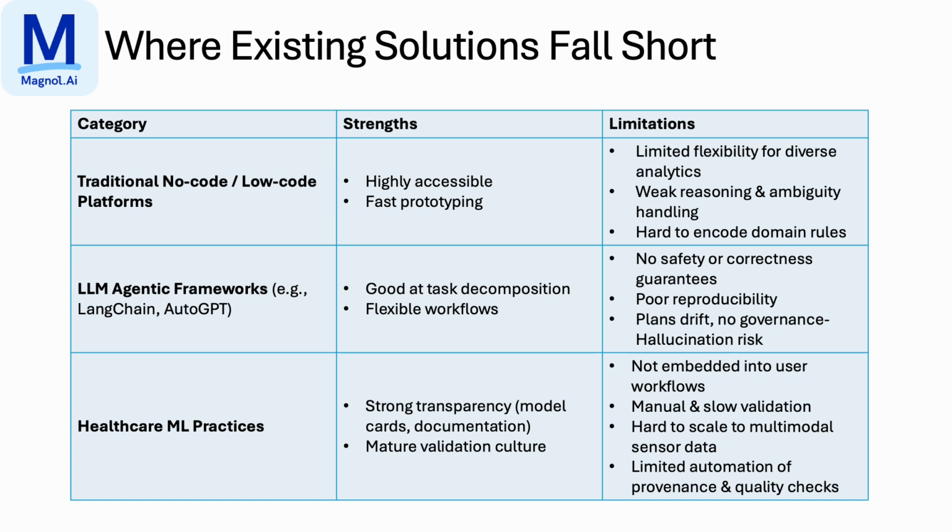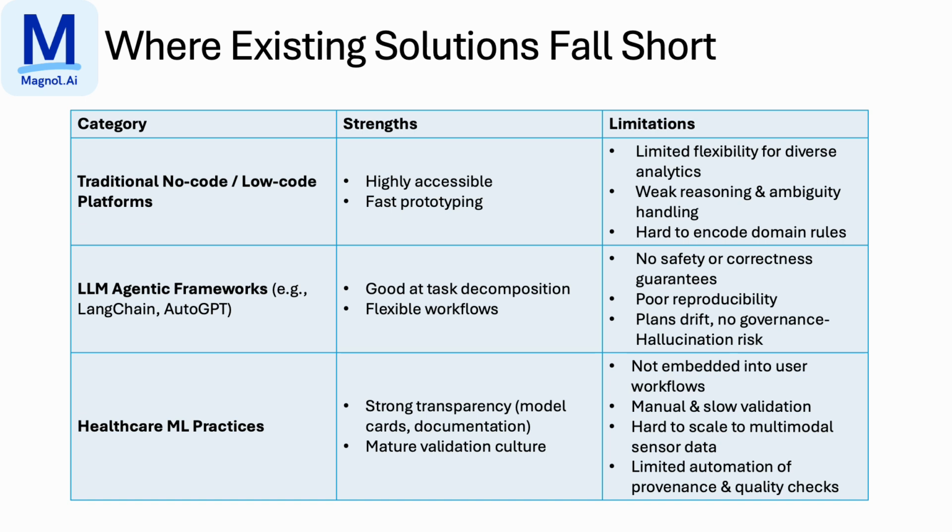On this slide we highlight the limitations of current approaches to no-code and agentic data analysis in digital health. Traditional no-code or low-code platforms are highly accessible and great for rapid prototyping, but they lack the flexibility needed for complex domain-specific analytics. They also struggle with ambiguity and can't easily encode healthcare-specific rules.